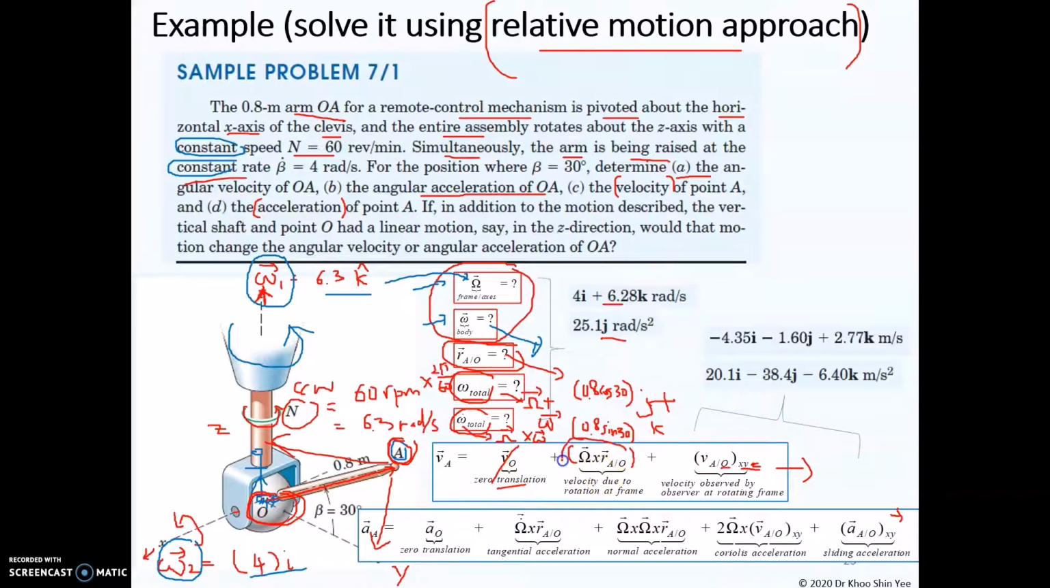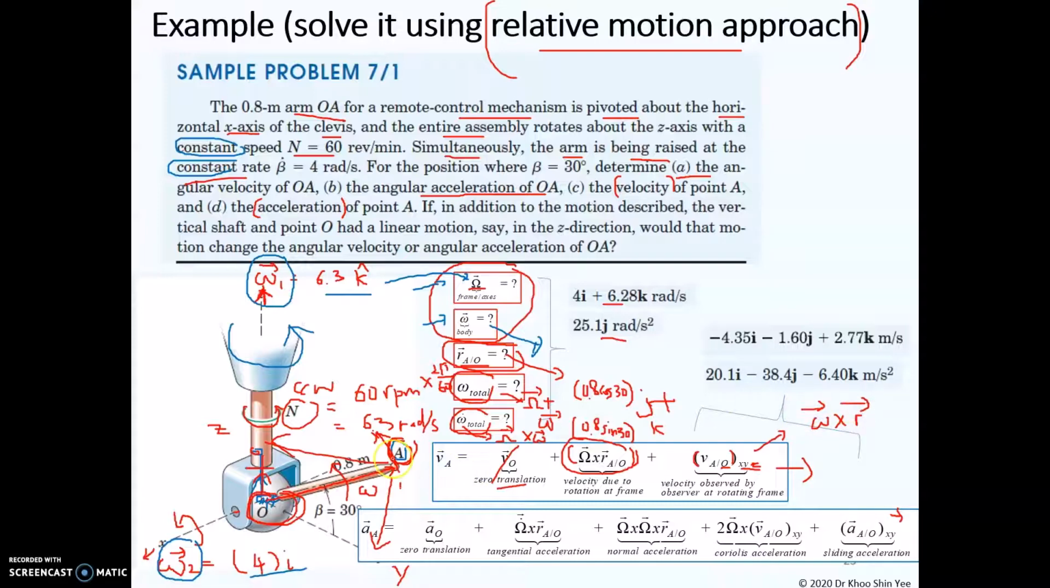You can solve this component by substituting the Omega and rA/O inside and performing the cross product. To compute this velocity component, you need to imagine yourself at point O and look at point A. The motion of point A is rotation due to the omega here. Therefore, the velocity due to the omega is equal to omega cross r.